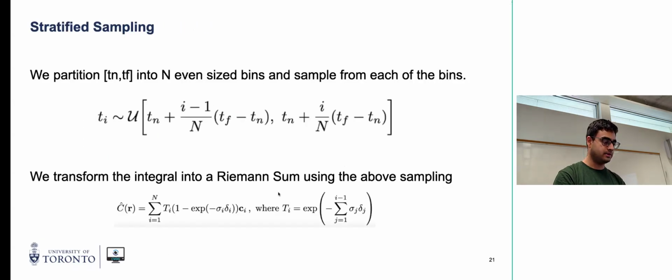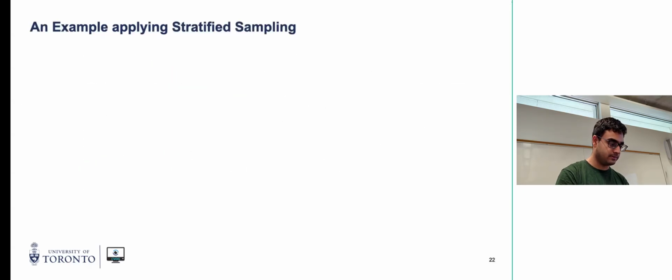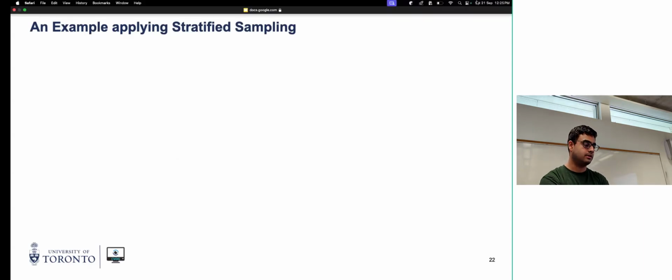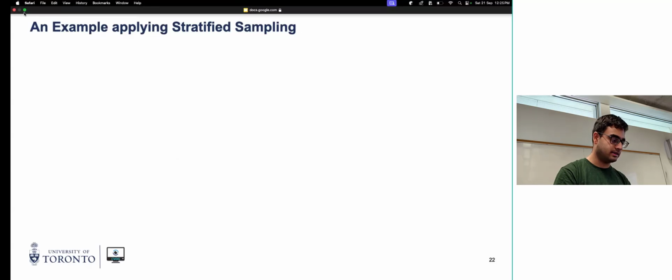The discrete version of this integral is much easier to compute than this integral itself, because this integral could be working in much higher dimensions and can often involve tougher calculations. So I'd like to give an example in which we apply stratified sampling.